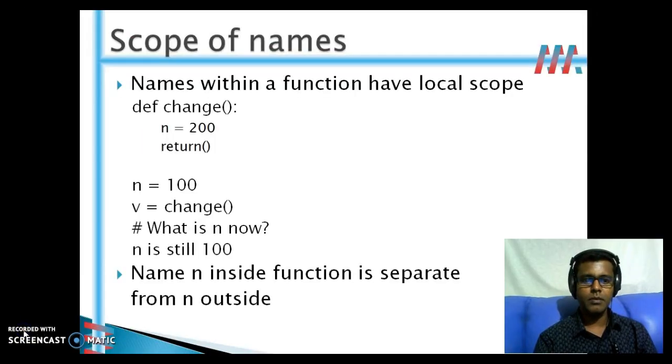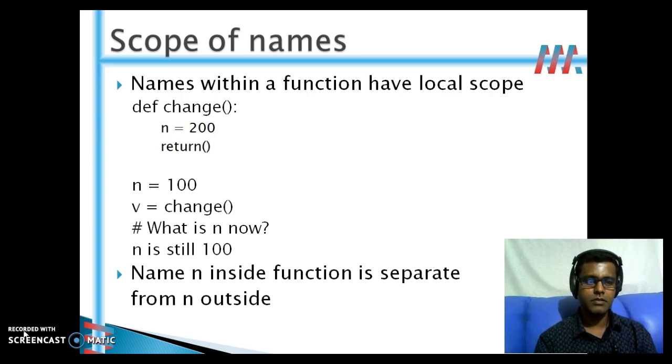Now let's see something about the scope of the names. Names are nothing but the variables. Names within a function have local scope. What do you mean by local scope? For example, I am going to declare a variable called n within a function. That variable is available only within that function.